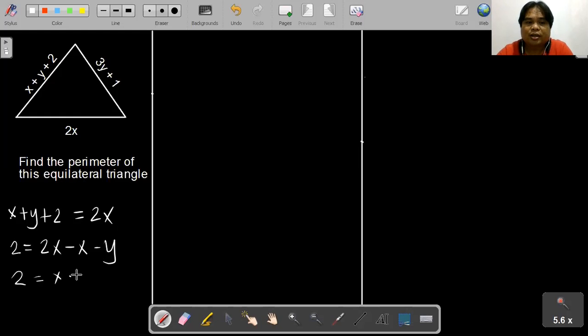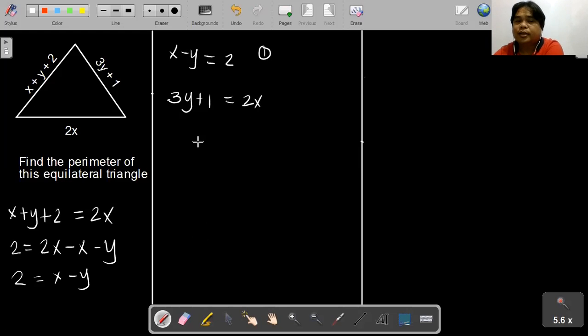The resulting equation is 2 equals x minus y, or in other words, x minus y equals 2. Okay? Next one is, again, I'll equate another two sides of the equilateral triangle equals to 2x. And just as what we did with the first one, just have to further simplify. 2x minus 3y, or again, 2x minus 3y equals 1.